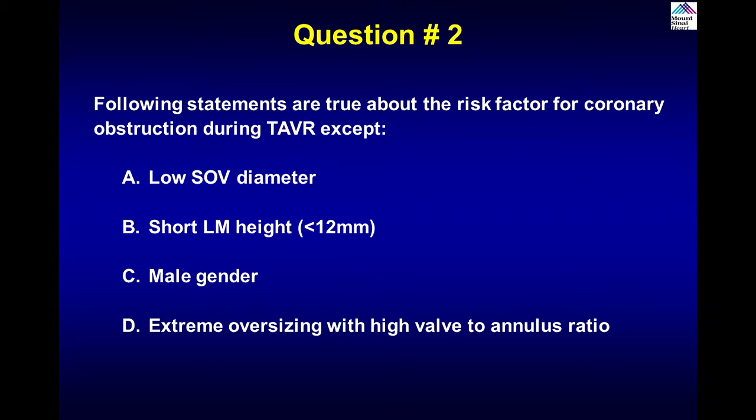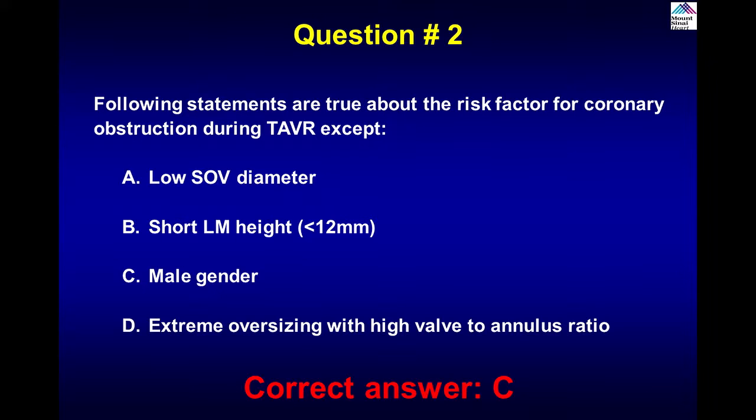Next, question number 2. The following statements are true about the risk factors for coronary obstruction during TAVR, except: low sinus of Valsalva, short left main height, male gender, and extreme oversizing with high valve to annulus ratio. Answer is C.